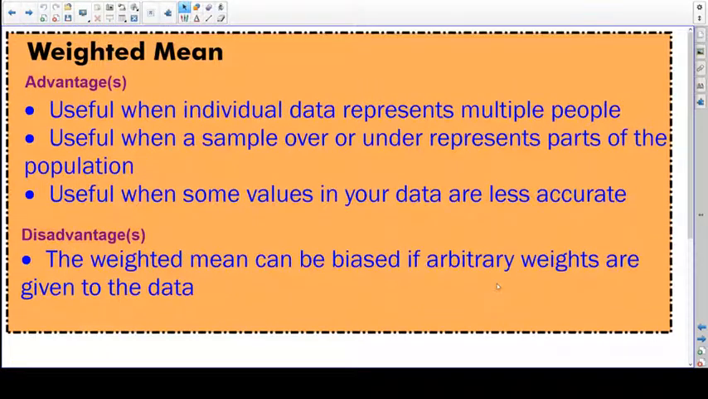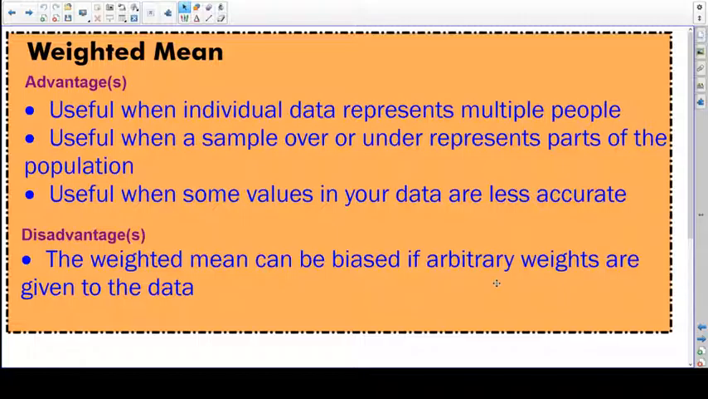And last but not least, the weighted mean. The weighted mean is useful when individual data represents multiple people. And it's also useful when a sample either over or under represents parts of the population. And it's also useful when some values in your data are less accurate. The disadvantages? Well, it could be biased if arbitrary weights are given to the data.